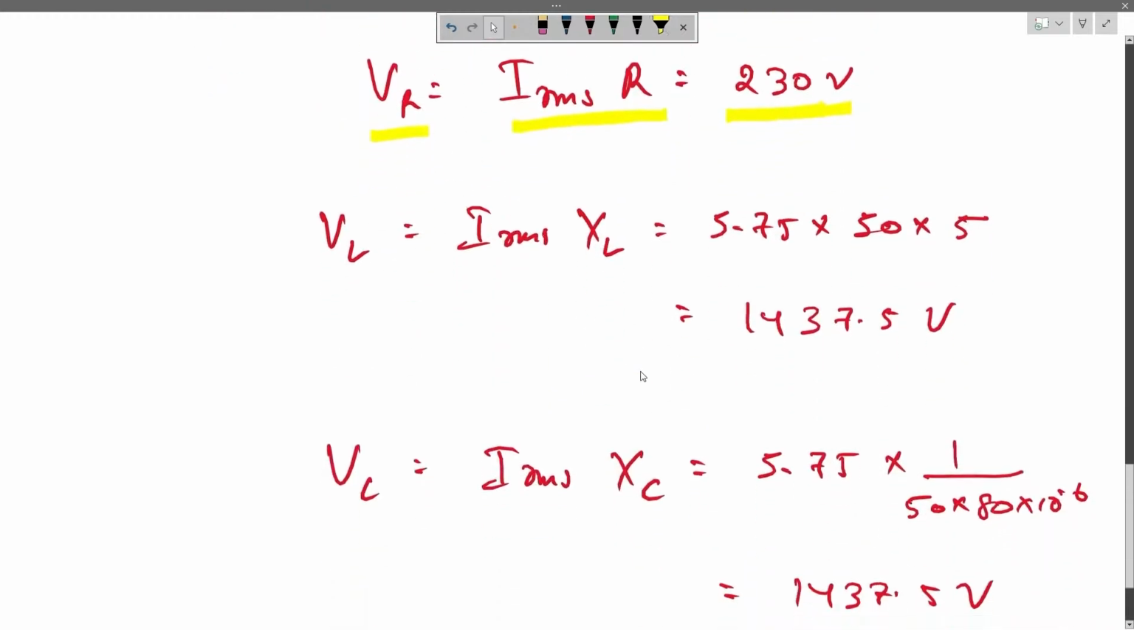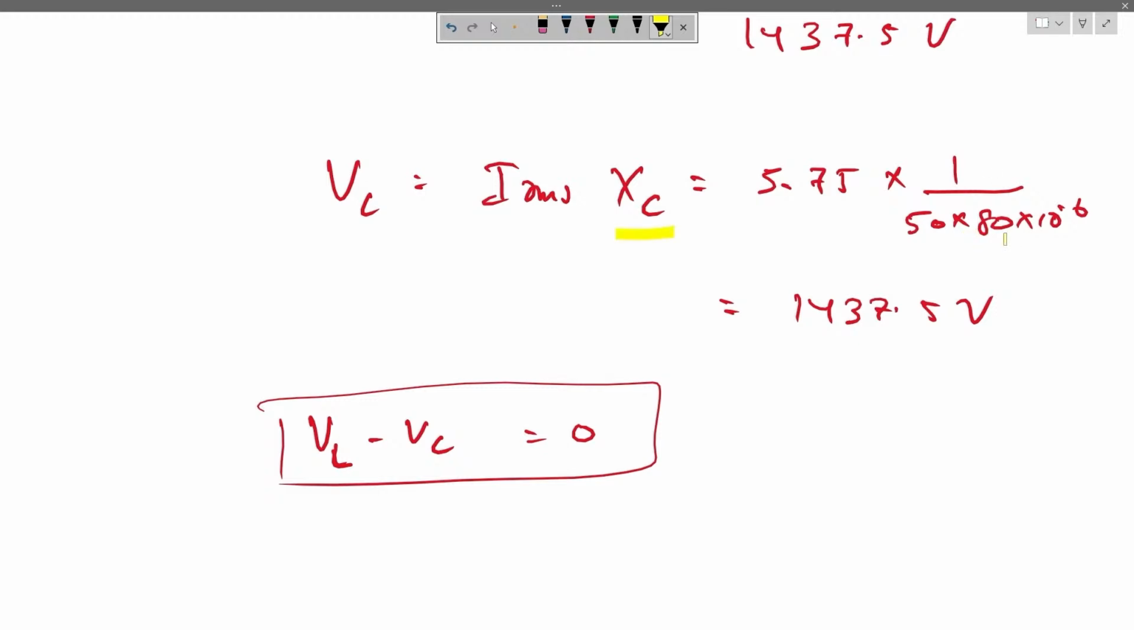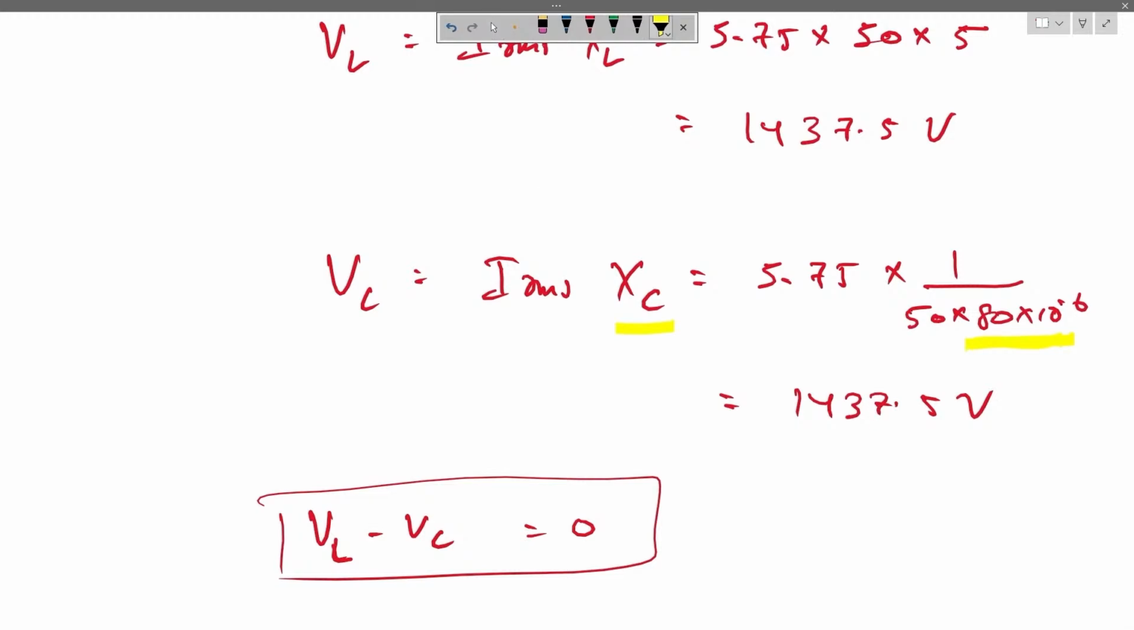And VL, the potential drop across the inductor, equals IRMS multiplied by the inductive reactance. This gives us 1437.5 volt. Similarly, the potential drop across the capacitor is IRMS multiplied by the capacitive reactance, which again gives 1437.5 volt. We have calculated XC as 1 by omega times the capacitance, that is 80 microfarad. Now we see that VL equals VC, so the net potential drop across the inductor and the capacitor together is 0.